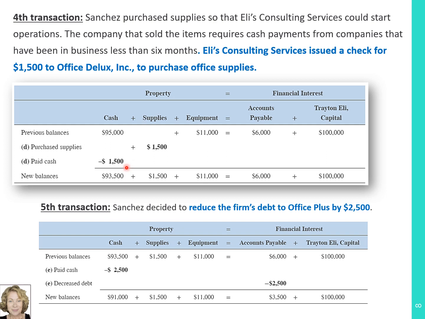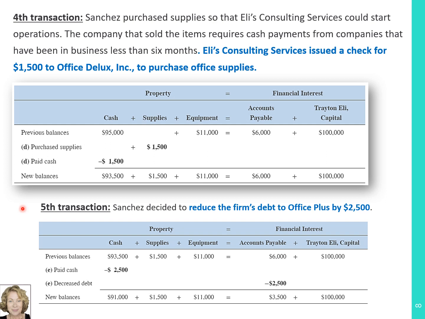The new cash balance is now $93,500. When we add up all of the property accounts, cash, supplies, and equipment, the sum is $106,000, which is the same amount for the financial interest accounts. Therefore, our equation still holds true. So let's look at the fifth transaction.